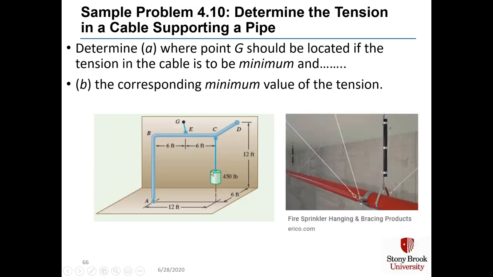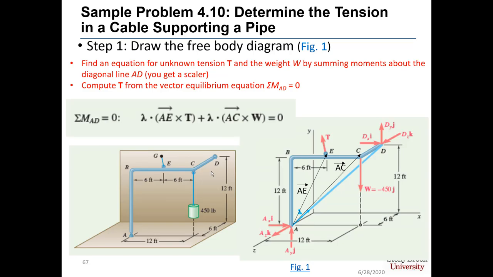So we're going to determine where point G should be located if the tension T in the cable is to be a minimum, and we'll determine the corresponding minimum value of the tension. First, we draw our free body diagram shown in figure 1. Reactions A and D have three components each in i, j, and k, and vector T for our unknown tension points between point E and somewhere on the wall. It's just defined as point G, but we don't have an exact location just yet.